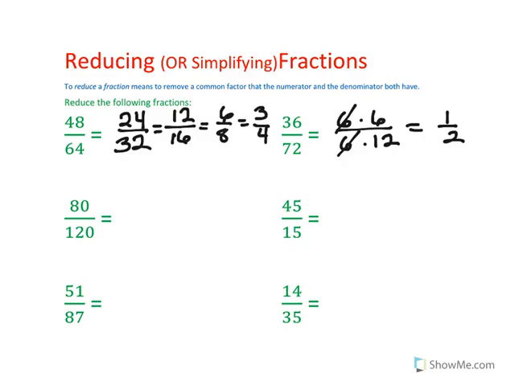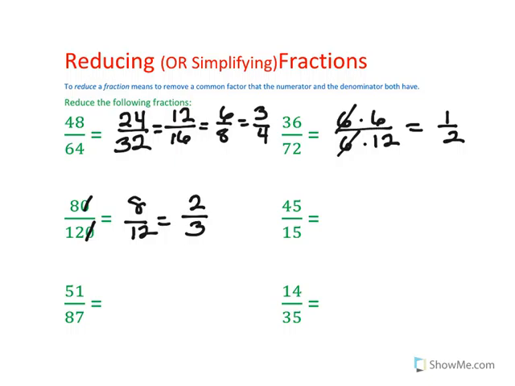80 over 120. Well, the rule for 10 is if the last digit ends in a 0, and it does. So I can just simply cross those off by dividing by 10, and I end up with 8 over 12. And I know 4 goes into each of those. So 4 times 2 is 8, and 4 times 3 is 12.